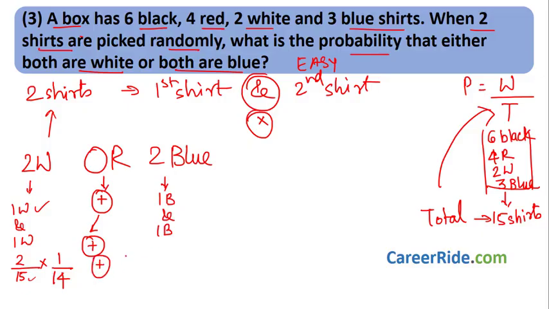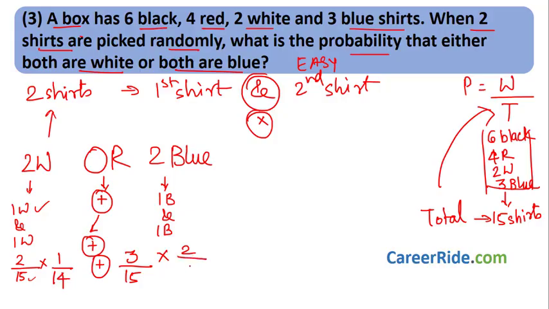Now I choose a blue shirt. How many blue shirts are there? 3. I want blue. So 3 possibilities of blue are there, divided by total number of possibilities, 15. I choose one blue shirt and keep it in hand, and then I go and choose the second. So and means multiplication. Now I choose the second shirt. Already I chose the first blue shirt. So how many blue shirts are remaining? 3 minus 1, 2 blue shirts are remaining. So if I want blue, only 2 possibilities are remaining.